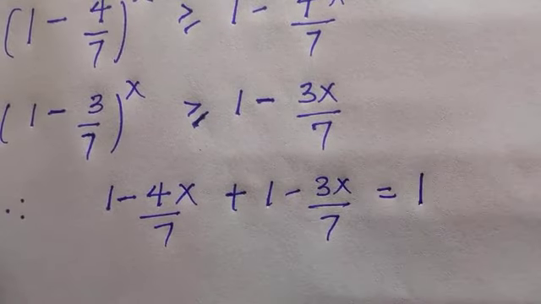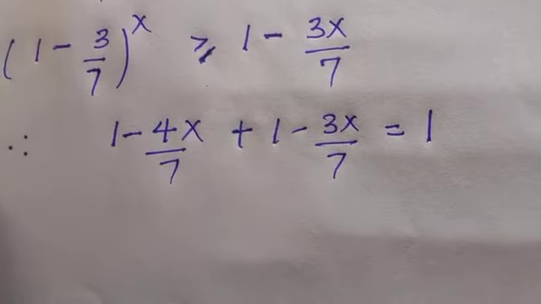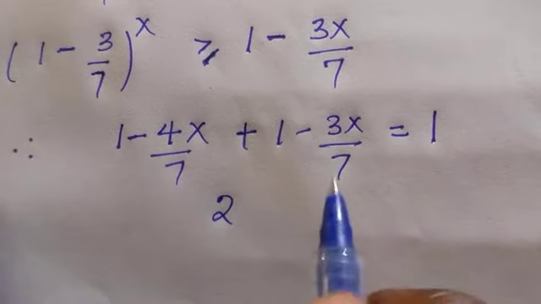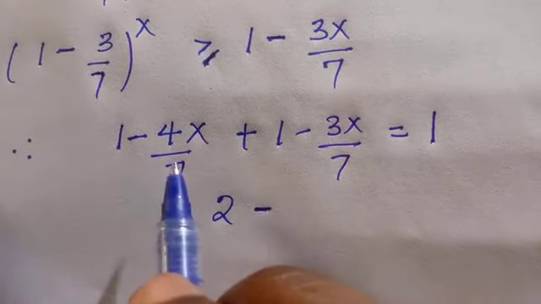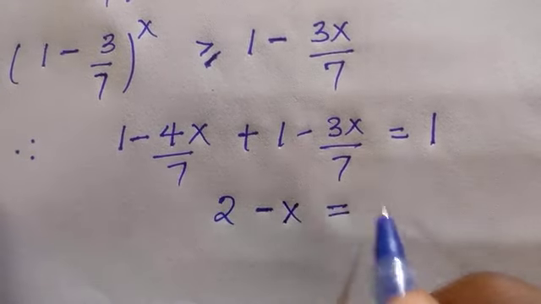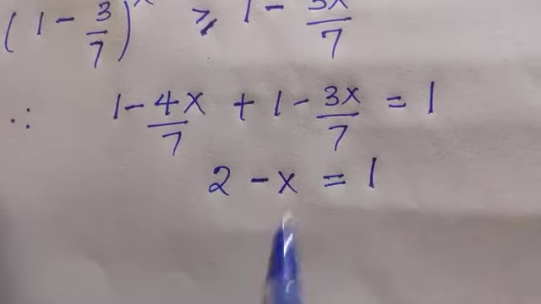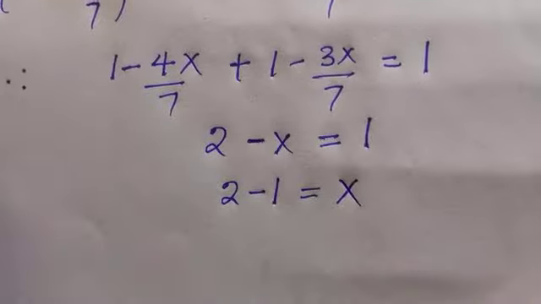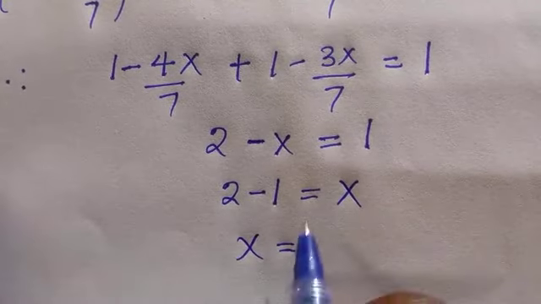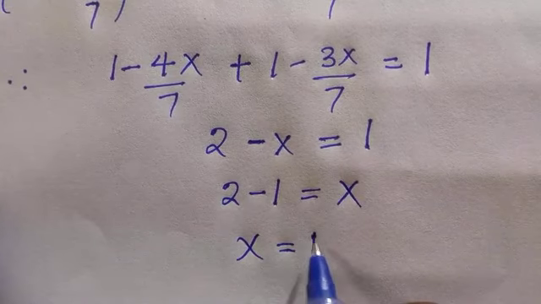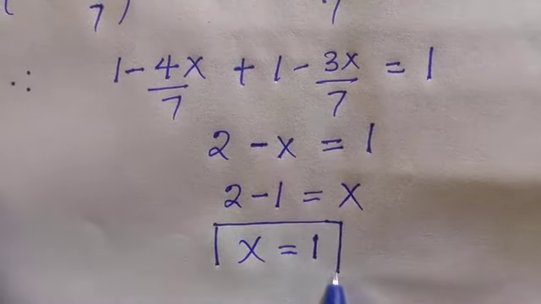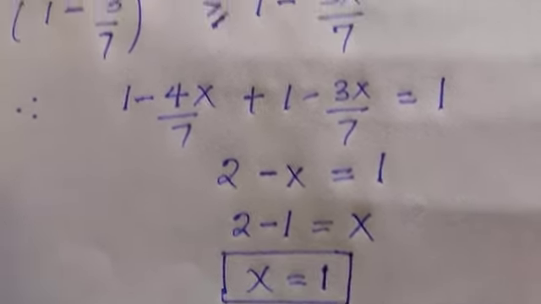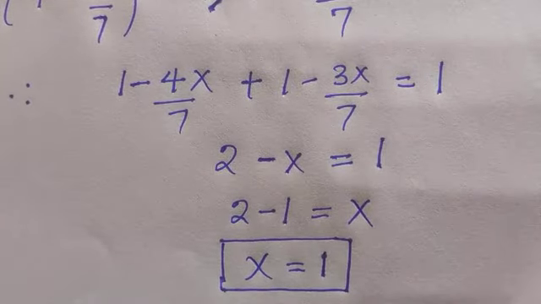Everything equals 1. Looking at this, we can add 1 and 1 together, which is 2, and minus 4x minus 3x is minus 7x divided by 7, so everything becomes 2 minus x equals 1. Taking minus 1 and transferring x to the other side, we have x equals 1. This gives the solution to this problem as x equals 1 when we apply the binomial expansion. Remember, we still have another way of doing this, but this is the shortest and most comprehensible one, I think.